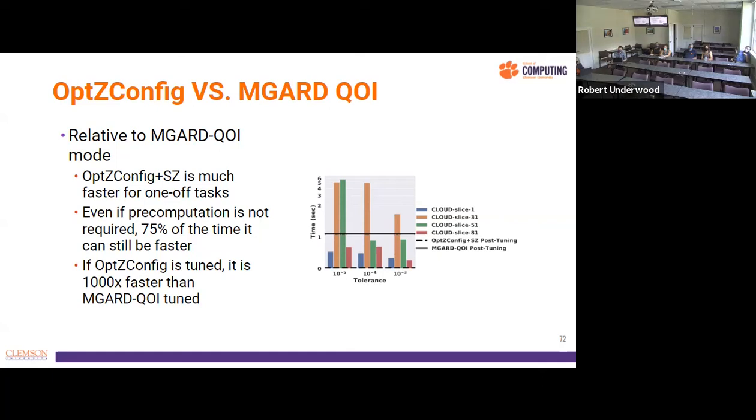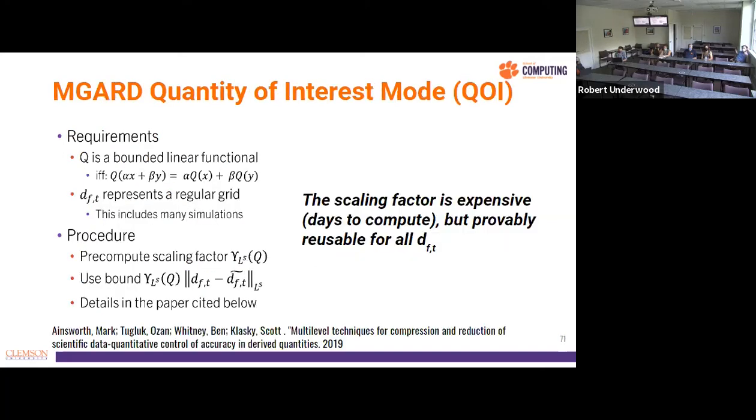Now, if we don't have to tune LibPressio opt and we can reuse an existing configuration that we happen to have, then we are on average 1,000 times faster than MGARD Q of I tuned. So if both of them are tuned, we're 1,000 times faster, which is a pretty substantial performance improvement.